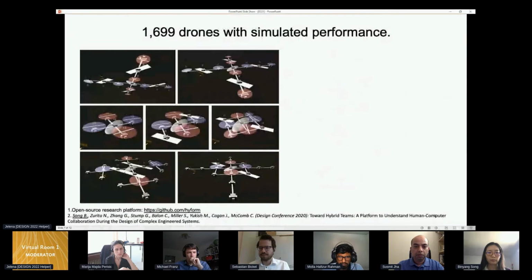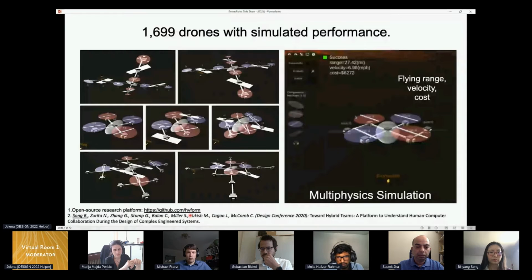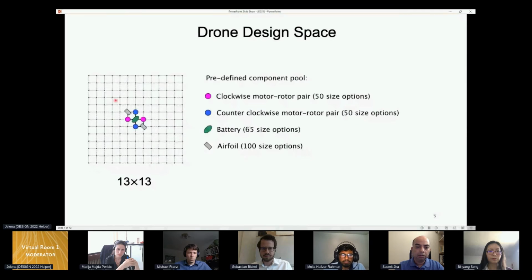The training data of this study is a set of drone designs created by human designers from previous drone design experiments. The experiments were conducted using a drone design platform developed by our research team. The drone performance simulated in the drone design platform was used as the ground truth to train the deep learning models. The drone design space is defined by a 13 by 13 grid.